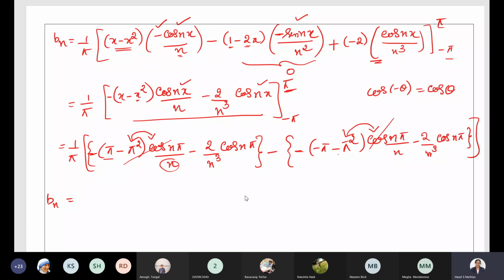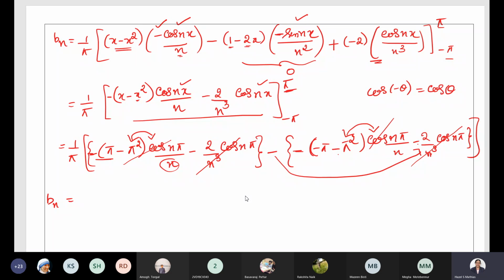Then you can check over here. See, this is minus 2 by n cube cos n pi, and here you have minus of minus. This negative is only for this one. You have minus with this minus, which is positive. So plus 2 by n cube cos n pi and minus 2 by n cube cos n pi. These terms get cancelled. Now tell me what is remaining.